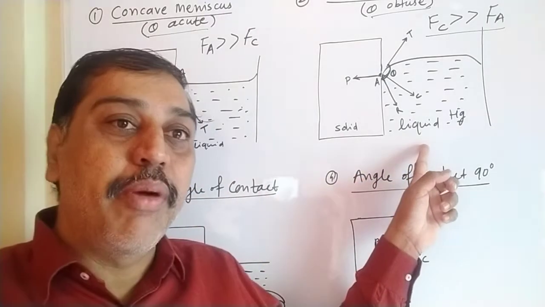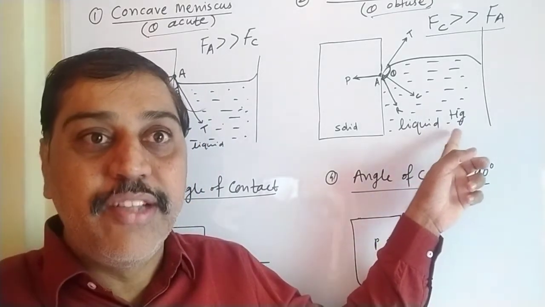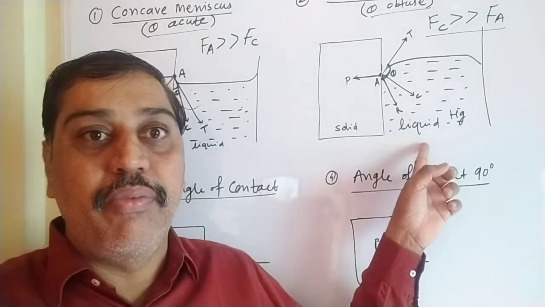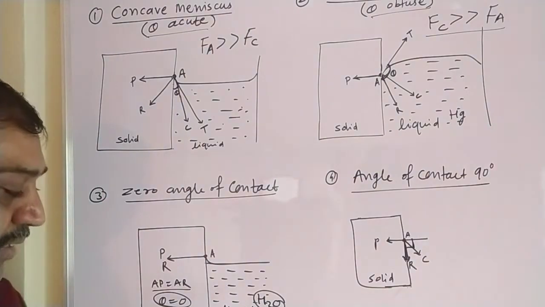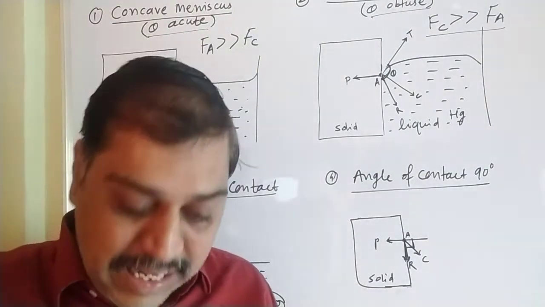If you put such a type of liquid, just like mercury in glass, it cannot wet the solid because cohesive forces are very strong. It cannot wet the solid. And here in this case, the angle of contact is already 0. Here this angle of contact is 90 degrees.